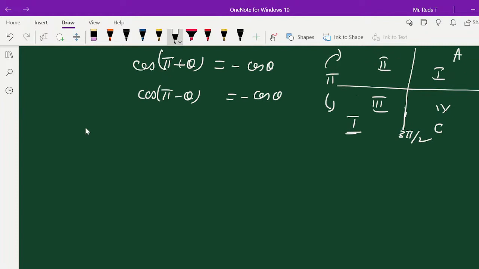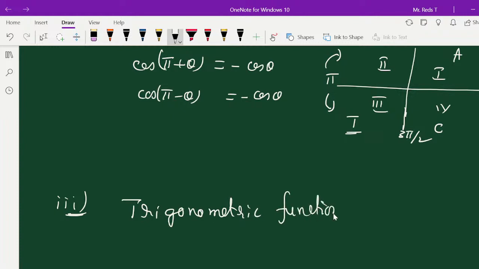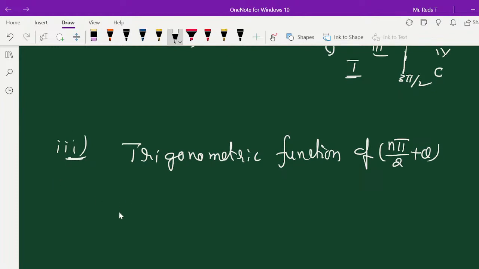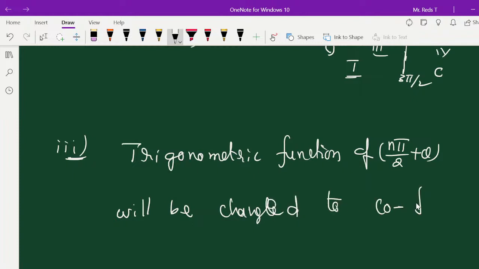This is another very important point. Note this down. So if a trigonometric function of n pi by 2 plus theta, the function will be changed to its co-function. This is very important.